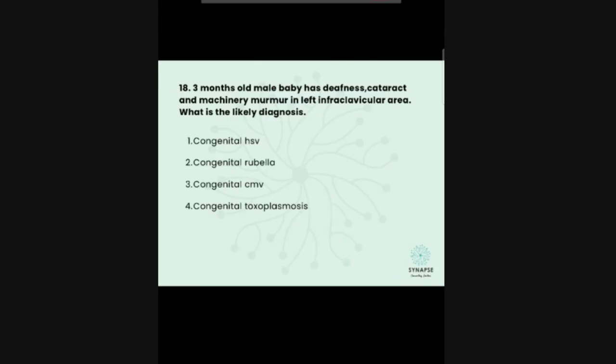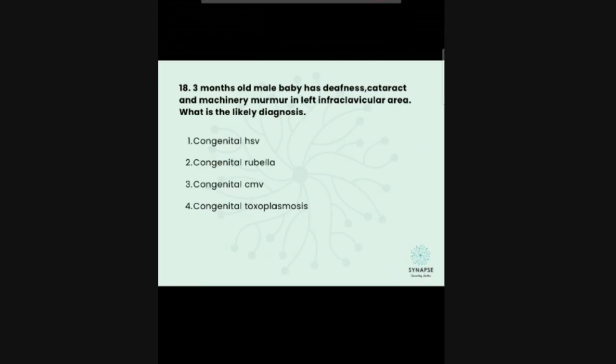Also, among ophthalmologic findings, in the fundus you will have a salt and pepper fundus. Regarding congenital CMV, cytomegalovirus, the most common findings apart from microcephaly are periventricular calcifications in the brain. Beyond that, sensory neural hearing loss is very common. The most common infectious cause of sensory neural hearing loss among the TORCH infections is especially CMV.